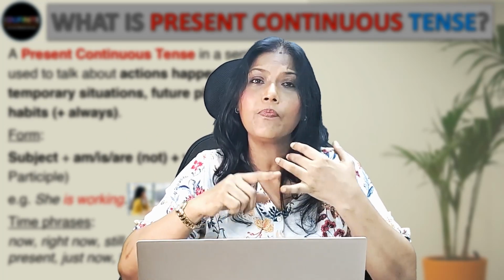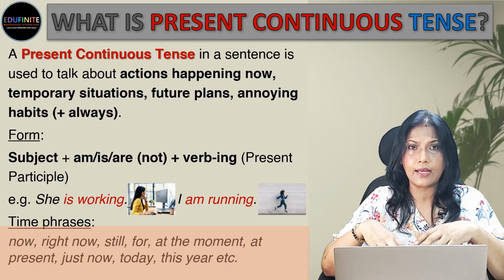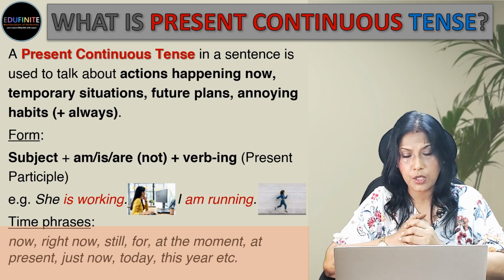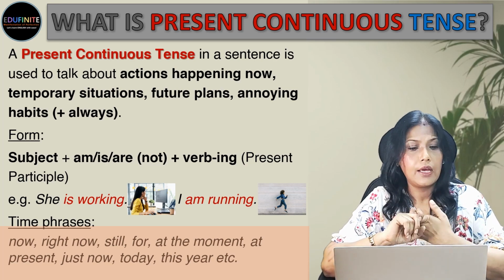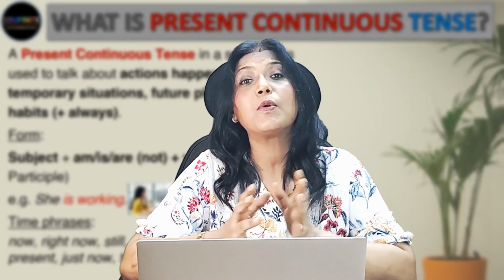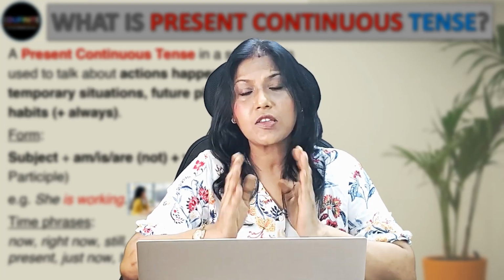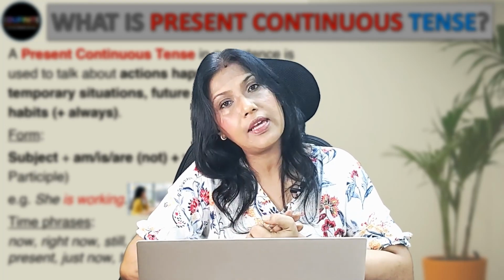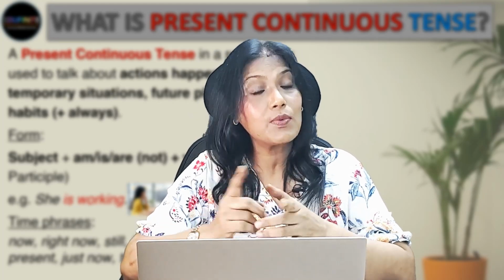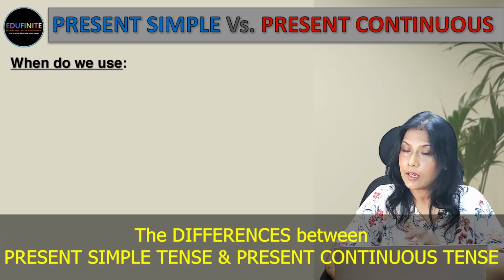That is, as I told you, actions happening now. Of course, we'll use now with that. It's raining now. So that's how. Again, temporary situations, future plans, annoying habits, etc. Now, with the help of examples, we'll understand each and every one of them and make a comparison between the present simple tense and the present continuous tense or the present progressive tense. Now, when do we use them?